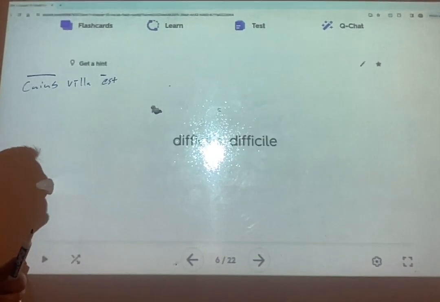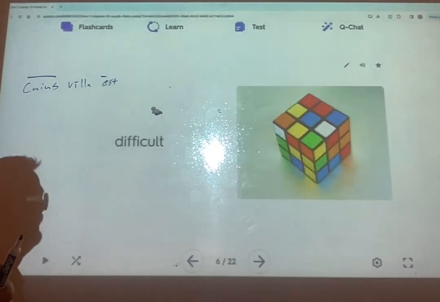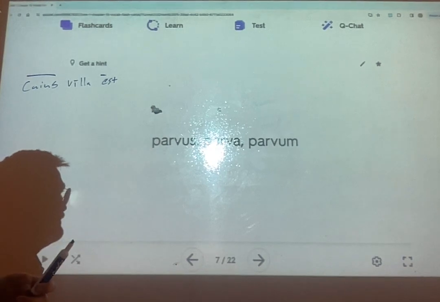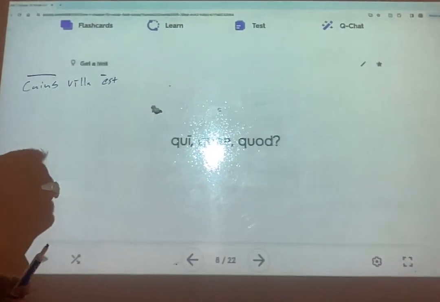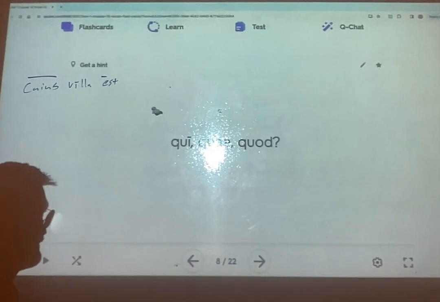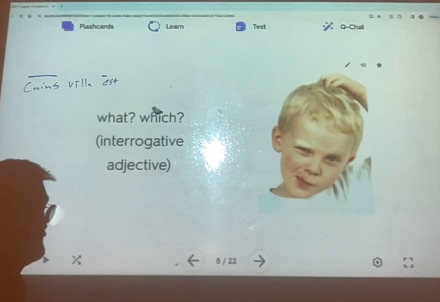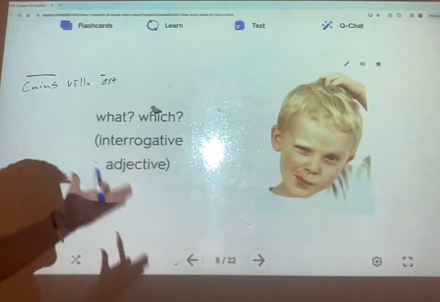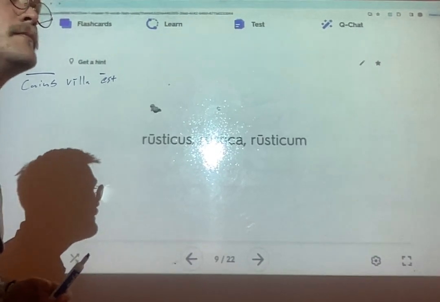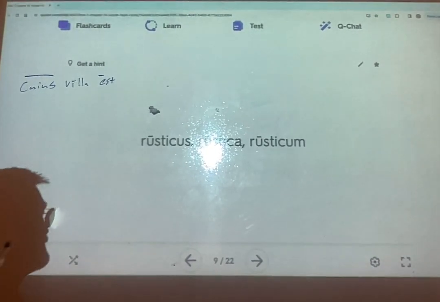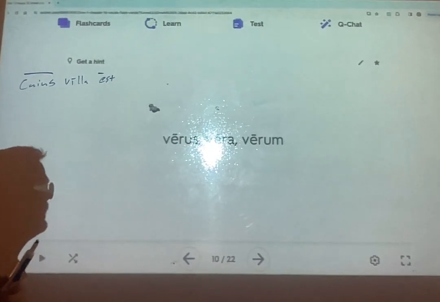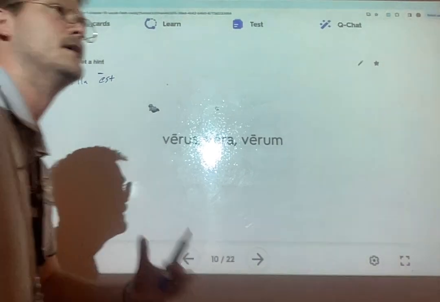All right. Difficilis, difficile. Yeah, not too hard, even though that's what it means. Parvus, parva, parvum. Small. All right. Qui, quae, quod, as an interrogative pronoun, means which. Yeah, it's all the relative pronouns with a question mark after it. Good. Rusticus, rustica, rusticum. Rustic. Yep, very good. Rustic or rural. Verus, vera, verum, where we get veracity from, verified.